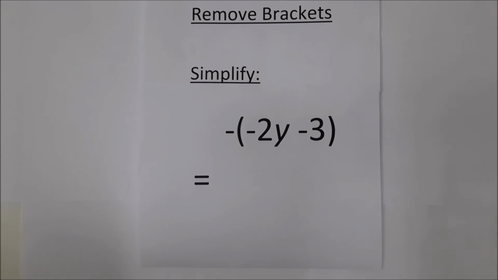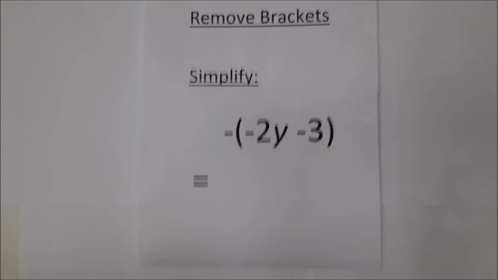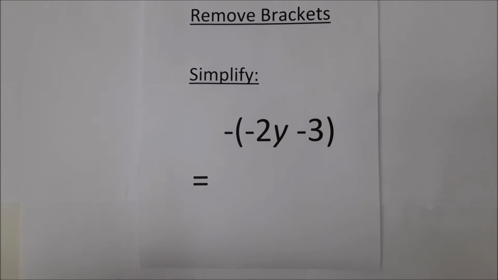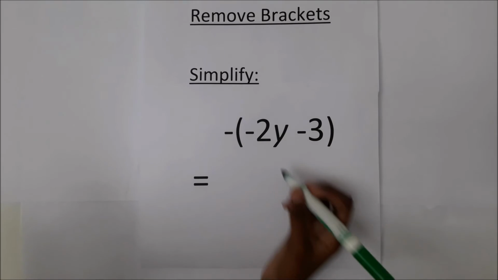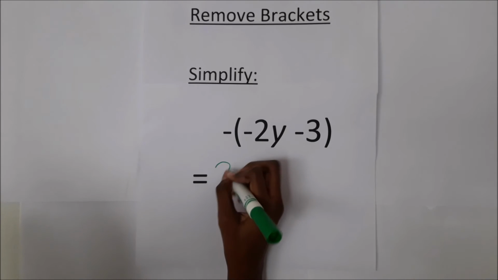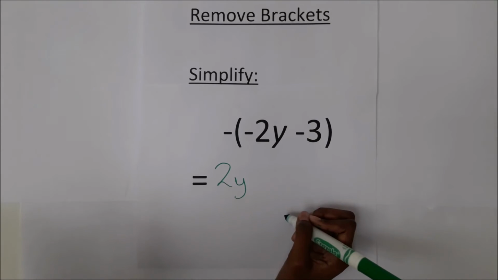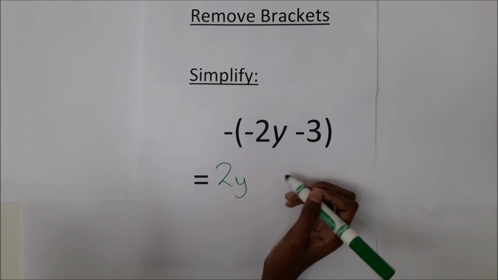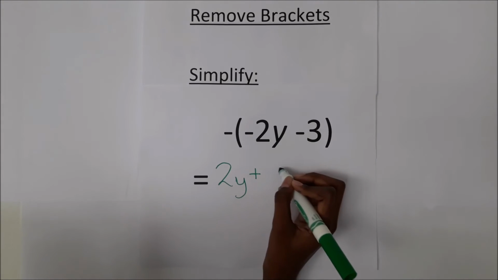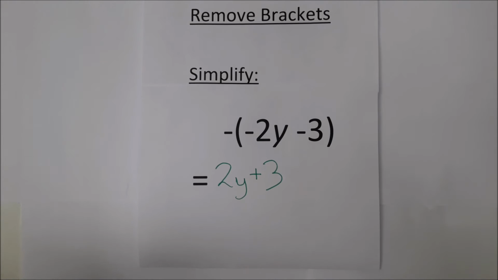Okay, final one, Raphael. Go ahead. Simplify negative 1 open bracket negative 2y minus 3 close bracket. Okay, we know it's negative 1, but go ahead and work it. You don't have to use the 1. Negative times negative 2y. Negative times negative is positive 2y. And negative times negative is positive, plus 3. Very good.